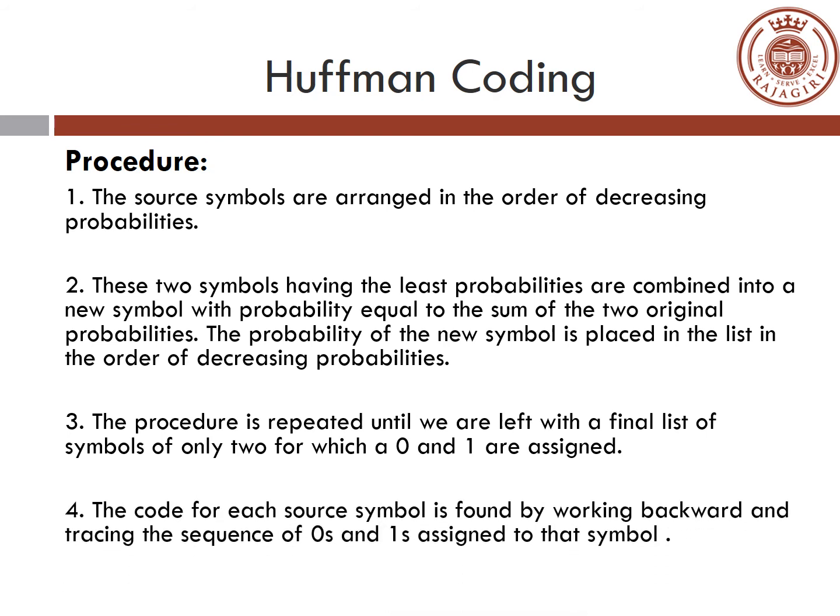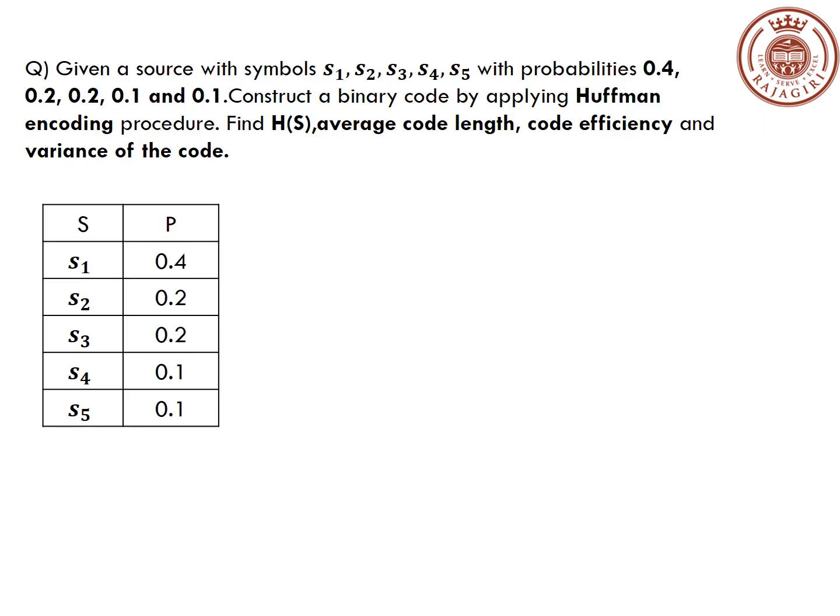The code for each source symbol is found by working backward, and tracing the sequence of zeros and ones assigned to that symbol. So that's how we are going to get the code word. To have a better understanding, let's consider an example. A problem is given where there is a source with 5 symbols S1 to S5 and probabilities are also given. You are asked to construct a binary Huffman code.